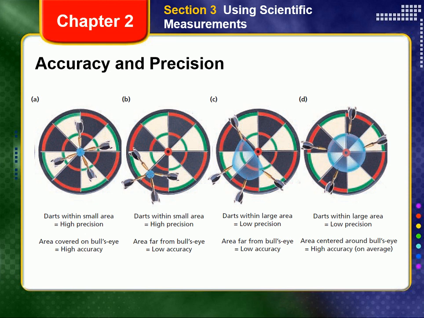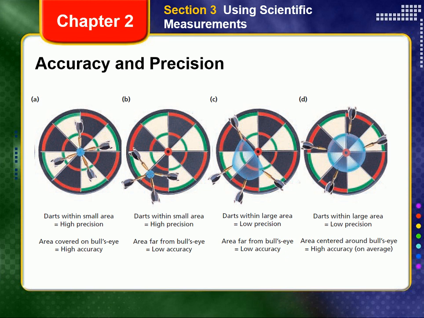Figure 2-8 on page 44 of your text, or on the screen now, should help you visualize the difference between precision and accuracy. A set of darts thrown separately at a dartboard may land in various positions relative to the bullseye and to one another. The closer the darts land to the bullseye, the more accurately they were thrown. The closer they land to one another, the more precisely they were thrown. Thus, the set of results shown in A is both accurate and precise because the darts are close to the bullseye and close to each other.